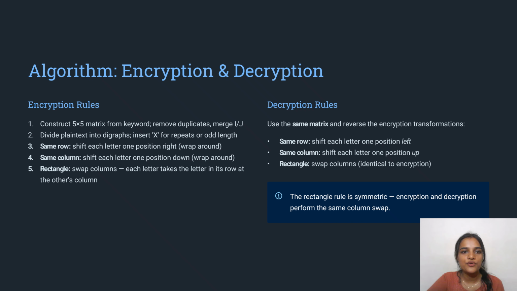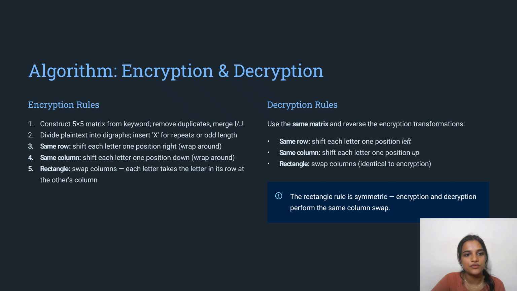Step 3. Same row rule. If both letters are in the same row of the matrix, shift each one position to the right, wrapping around if needed. Step 4. Same column rule. If both letters are in the same column, shift each one position down, again wrapping around. Step 5. Rectangle rule. If letters form a rectangle in the matrix, swap their columns. Each letter takes the column position of the other.